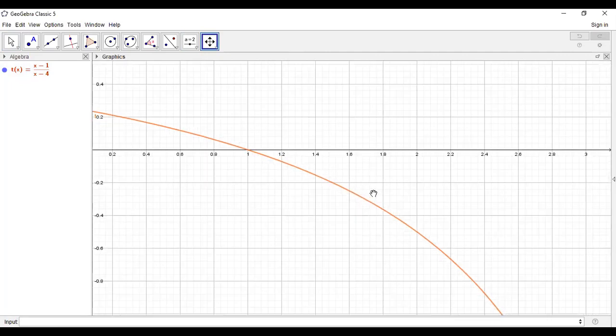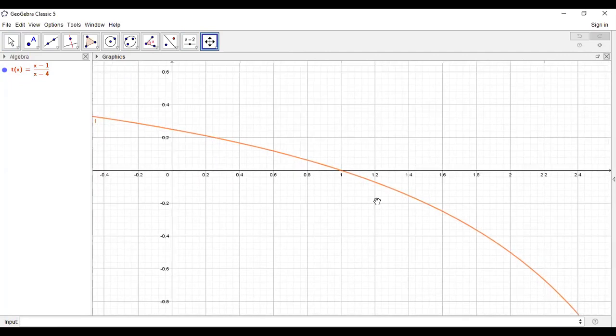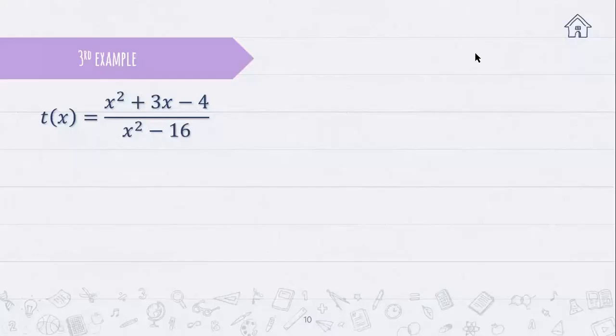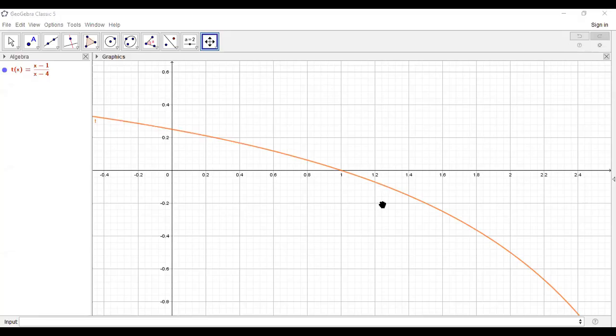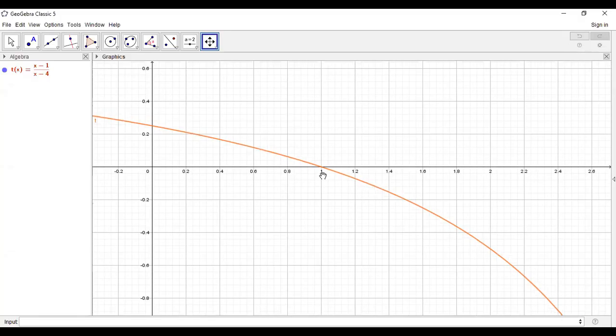Kung mapapansin nyo, yung ating x-intercept, balikan natin. Ito ba yun? Oo. So, yung ating x-intercept kanina is ilan? Okay. Yung ating x-intercept is yung 1, di ba? Positive 1. So, kung mapapansin nyo, class, ito po yun.